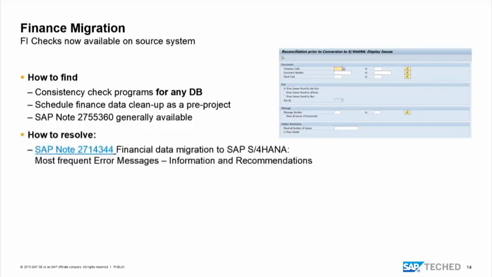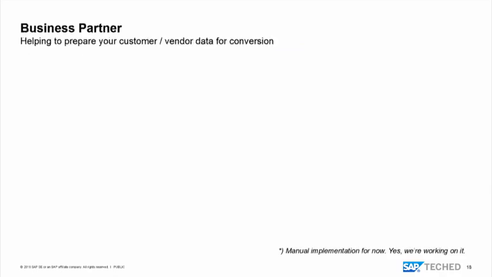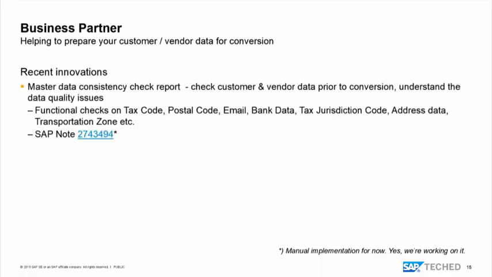So to fix the issues, there are some hints. There's a note on resolving these reconciliation errors and additional notes that are to be considered by the colleagues from the application area there. So that is something new we have, offering these financial data checks on the source already, based on your feedback. That is something new. Something else that is new, and I've inserted this slide here yesterday, is about the business partner concept. There is a check report on business partner.